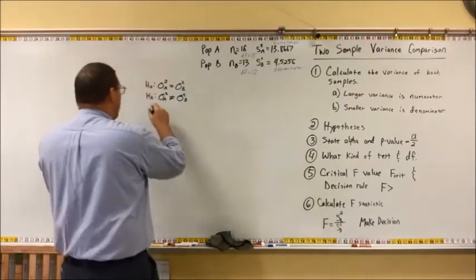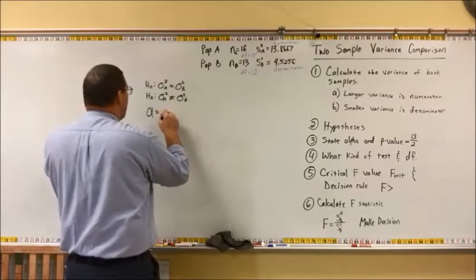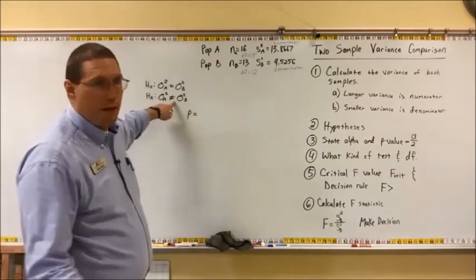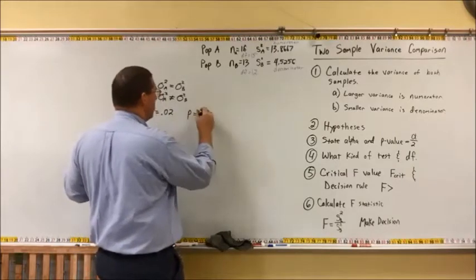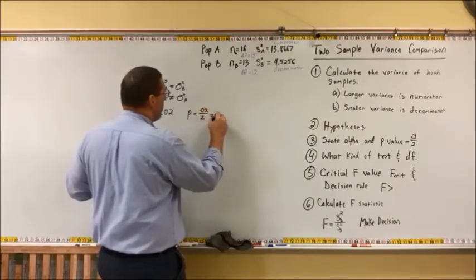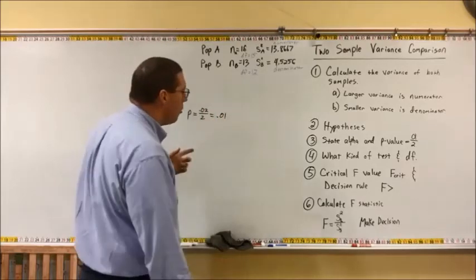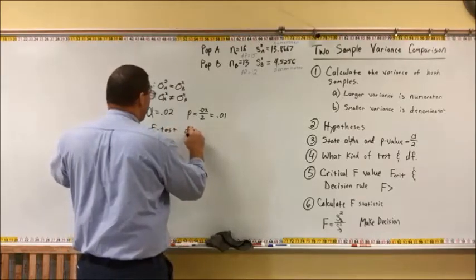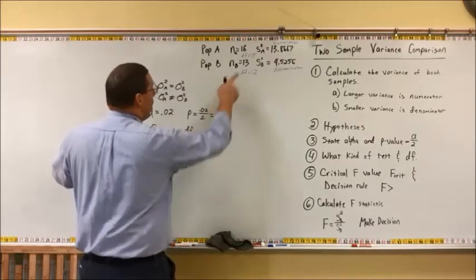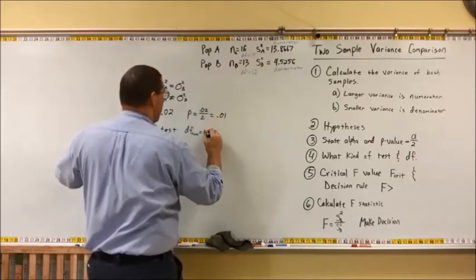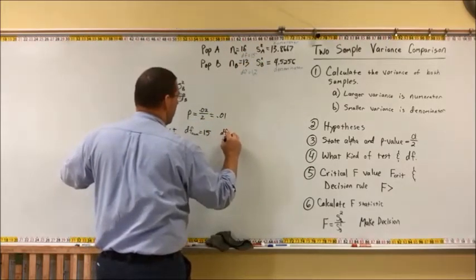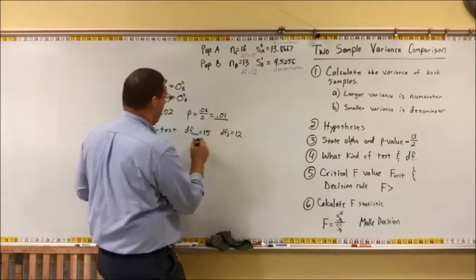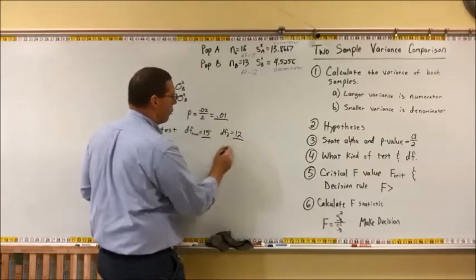Step 3, state the alpha. Well, we were told in this question that the alpha was 0.02. And since it's a two-tail test, remember, whenever we do a not equal to, that's a two-tail test, we are going to do 0.02 divided by 2. So the P is 0.01. Also, it's an F test, and the degrees of freedom for the numerator are 15, and the degrees of freedom for the denominator are 12.